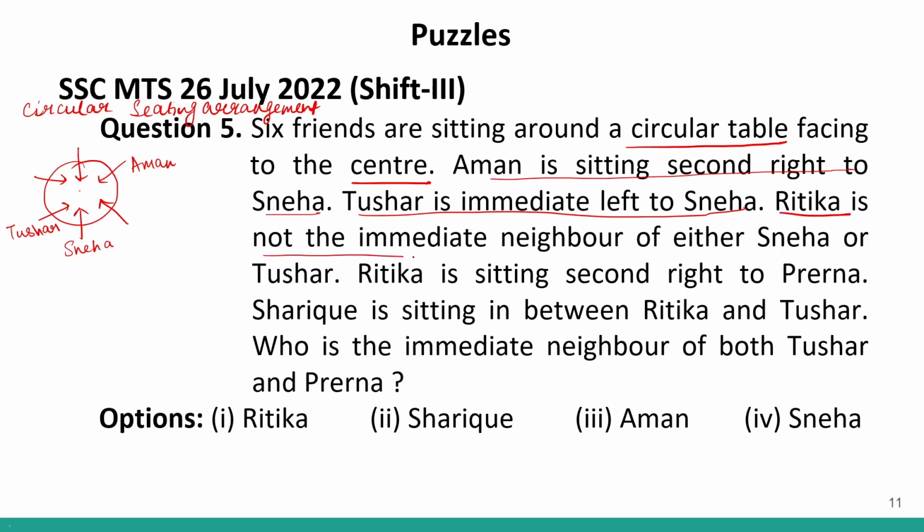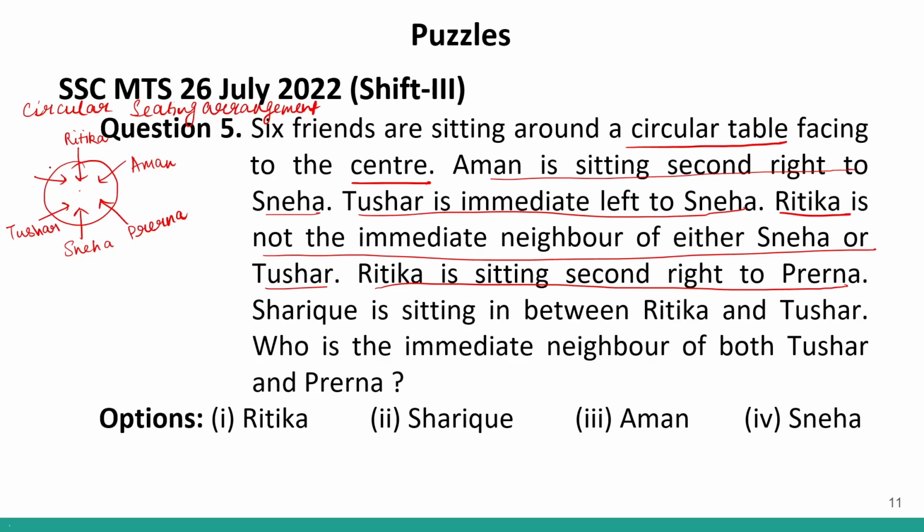Ritika is not the immediate neighbor of either Sneha or Tushar. That means Ritika cannot come here and Ritika cannot come here because she is not sitting immediately next to Sneha or Tushar. So we have only one position where we can place Ritika. So Ritika's place is also finalized. Okay? Ritika is sitting second to the right of Prerna. So if Ritika is second to the right, that means Prerna will be over here.